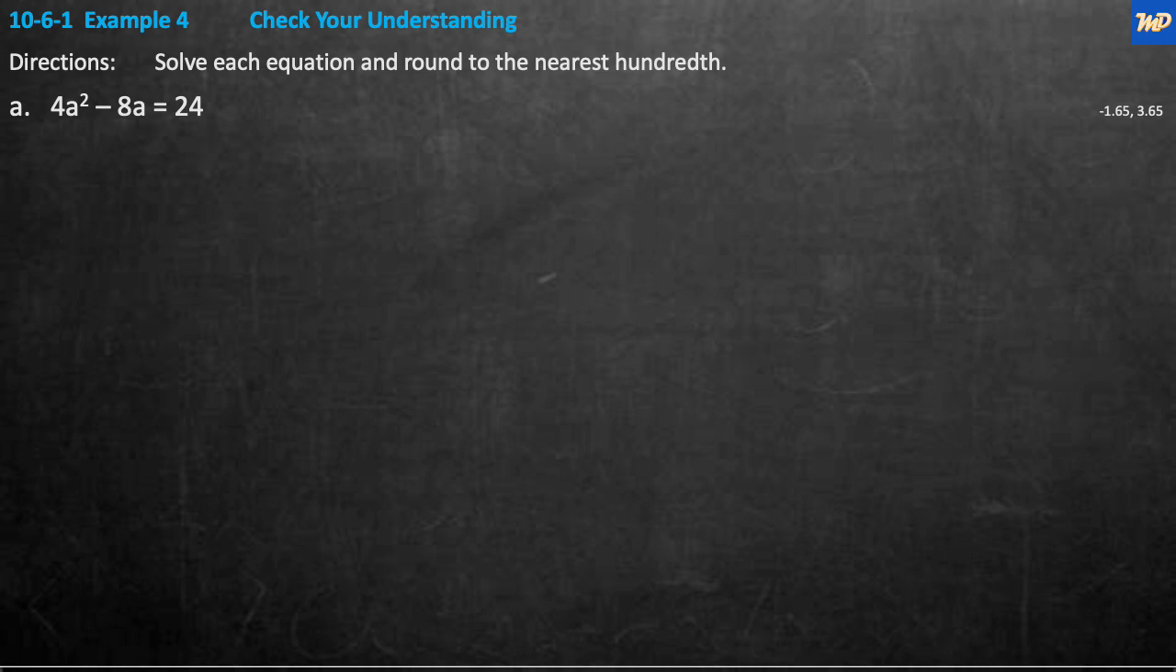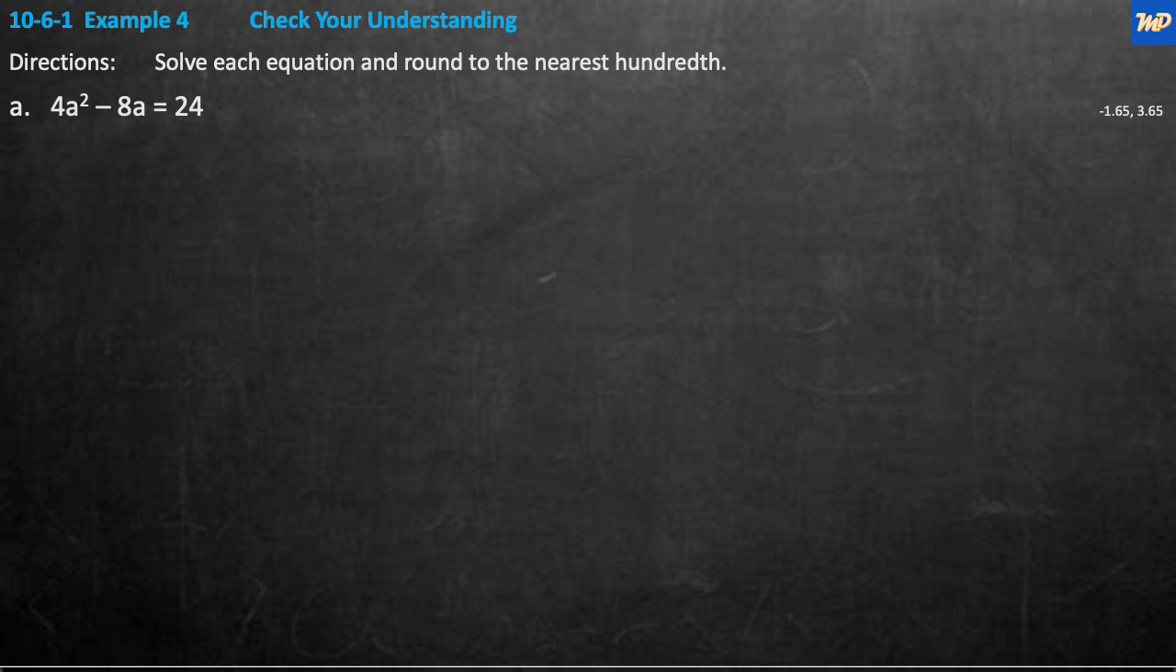Okay, example 4 for check your understanding. There are two problems. It's going to be on two different slides, so it might take up more space than I use normally, so I just wanted to make room. It says solve each equation and round to the nearest 100th. So our equation is 4a squared minus 8a equals 24. So you know we're going to be completing the square to solve this.